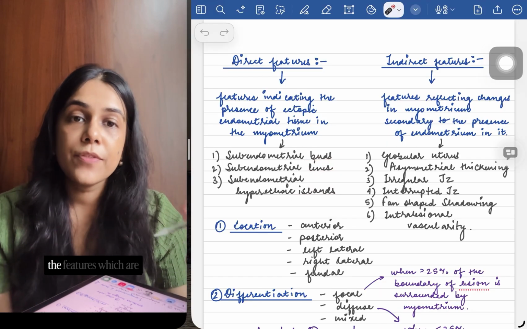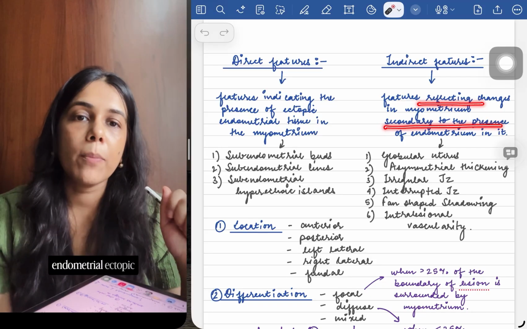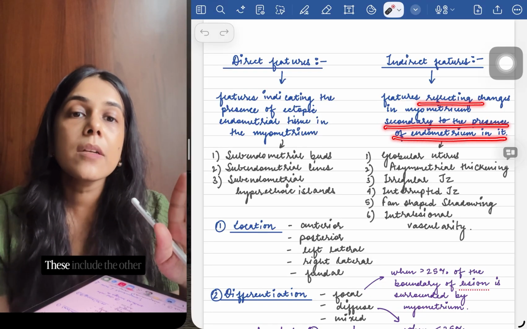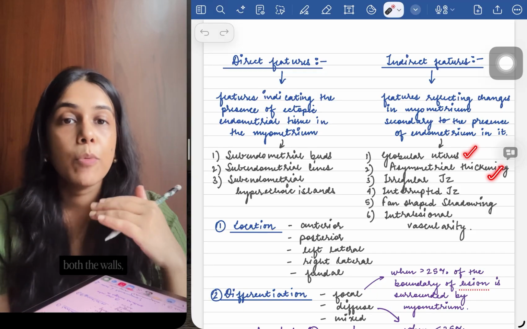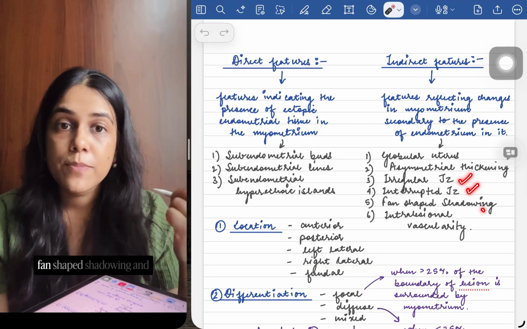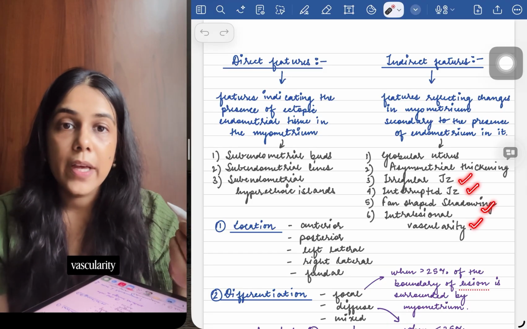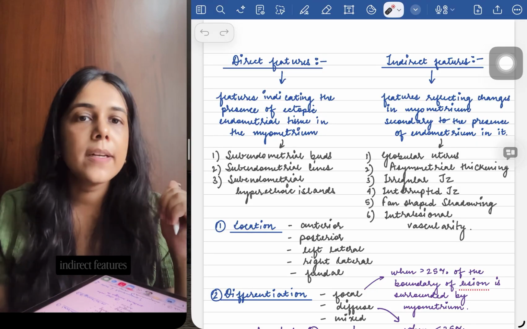Now, indirect features are the features which are reflected in the myometrium because of the presence of endometrial ectopic tissue inside the myometrium. These include the other 6 features: the globular uterus, asymmetrical thickening of both the walls, irregular junctional zone, interrupted junctional zone, fan-shaped shadowing, and intralesional vascularity. These are all secondarily created because of the direct features, so they are called indirect features.